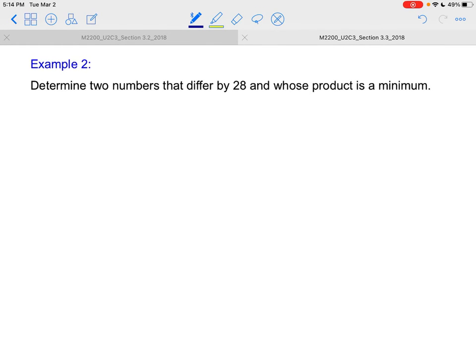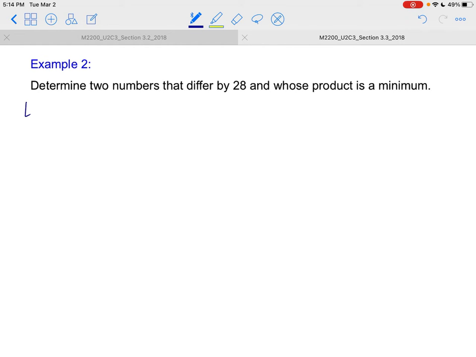All right, this is example 2 in section 3.3. We're asked to determine two numbers that differ by 28 and whose product is a minimum. So you really need to start thinking about how to set up an equation for this one, because you're not given very much to go off.